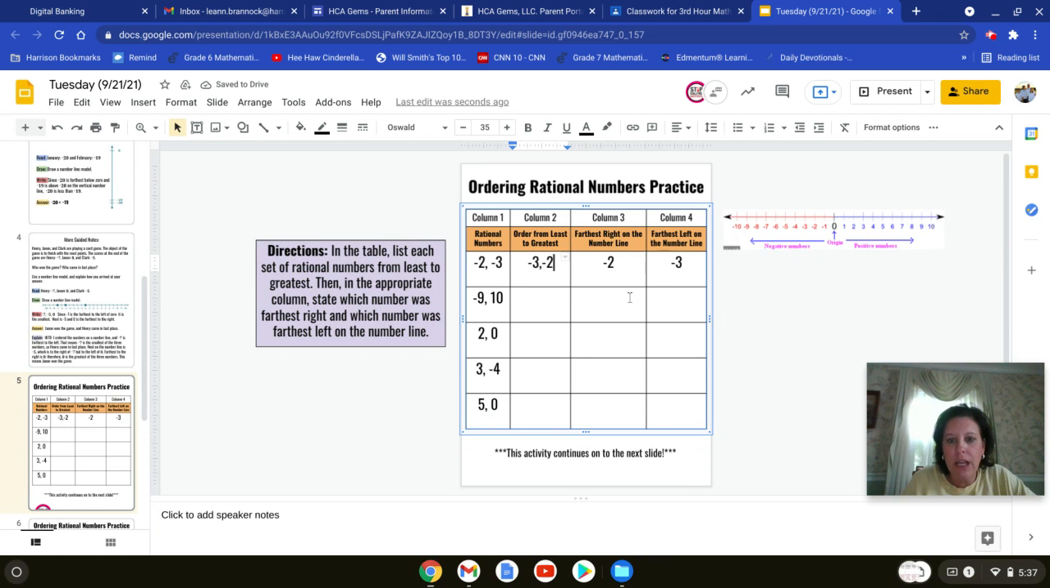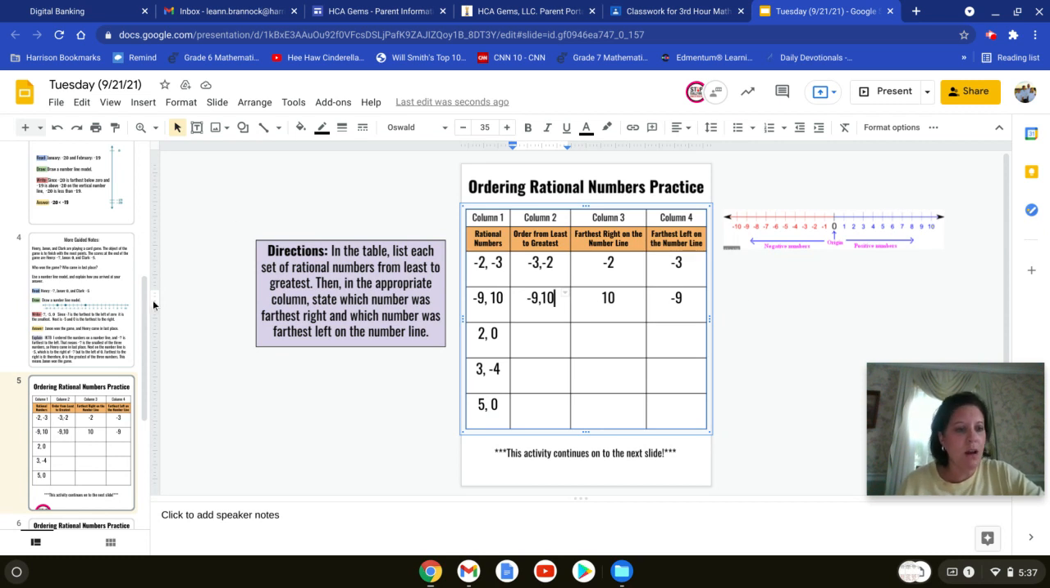Same thing happens down here. Which one's the farthest to the right out of -9 or 10? Positive 10 is all the way to the right, so 10 is going to be the farthest to the right. Which one's going to be the furthest to the left? -9. So to put those in order, -9 is the smallest and 10 is the largest, because if you work from left to right, -9 is the furthest to the left and 10 is the furthest to the right.